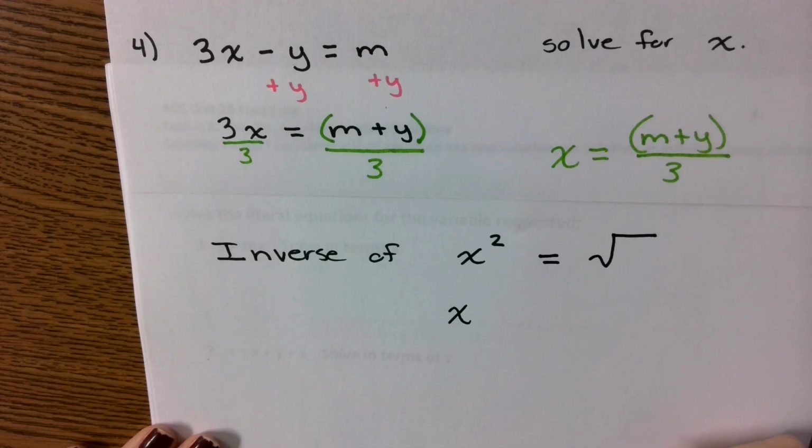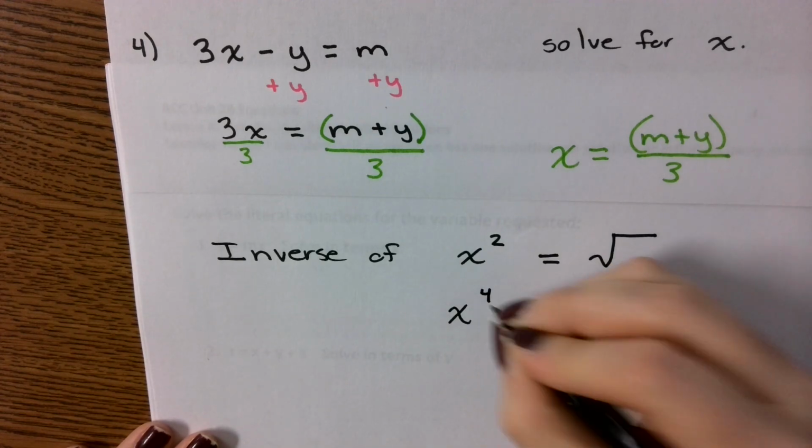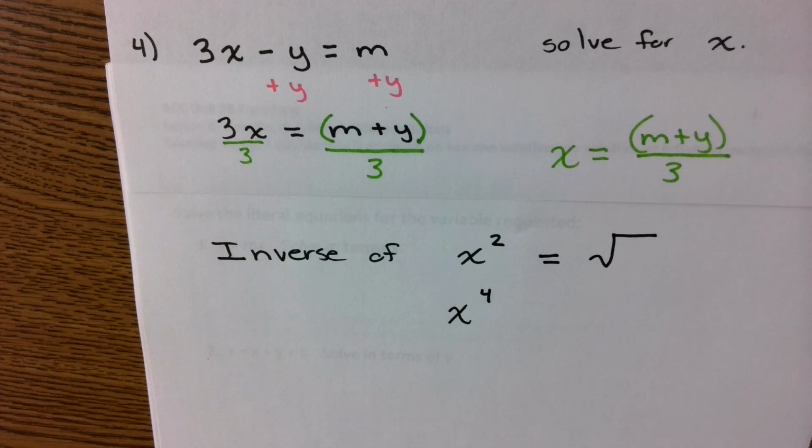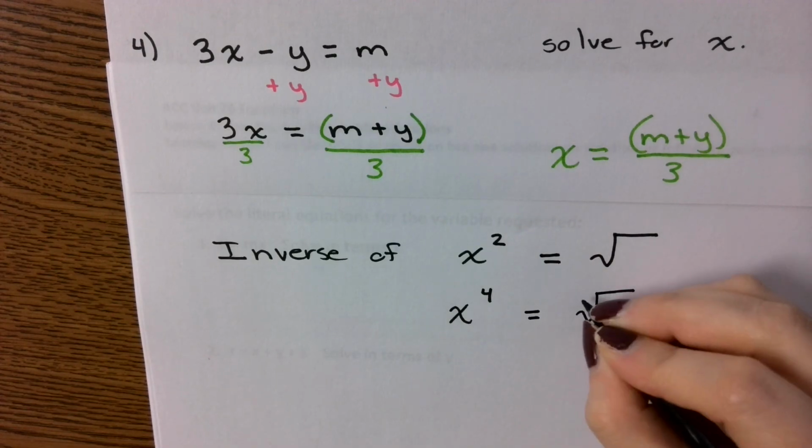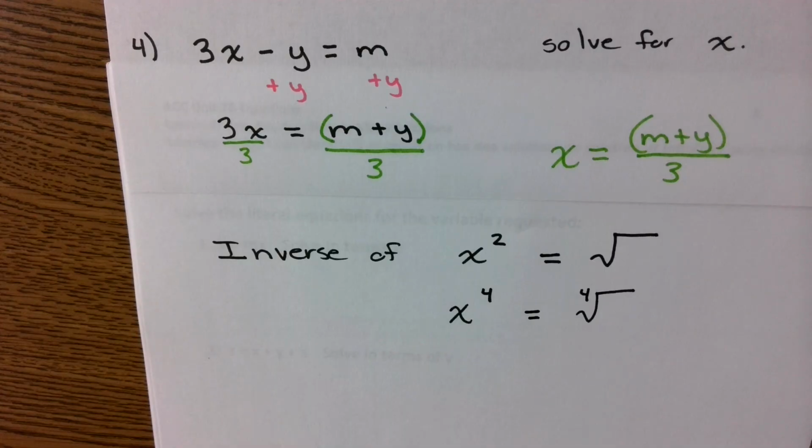But not every single exponent is a 2. So what if I said it's going to be x to the 4th? What would be the inverse operation for an exponent of 4? Not a square root. It is a fourth root. You have more than just a square root.